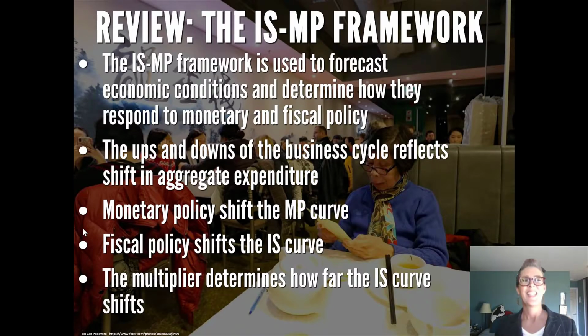So, to review, the ISMP framework is used to forecast economic conditions and determine how they respond to monetary and fiscal policy. The ups and downs of the business cycle reflect shifts in aggregate demand. Monetary policy shifts the MP curve, fiscal policy shifts the IS curve, and the multiplier determines how far the IS curve shifts. So now you know how policymakers can and do positively, hopefully, influence the economy, stabilize the economy, and you also know a few of the shortcomings or challenges.